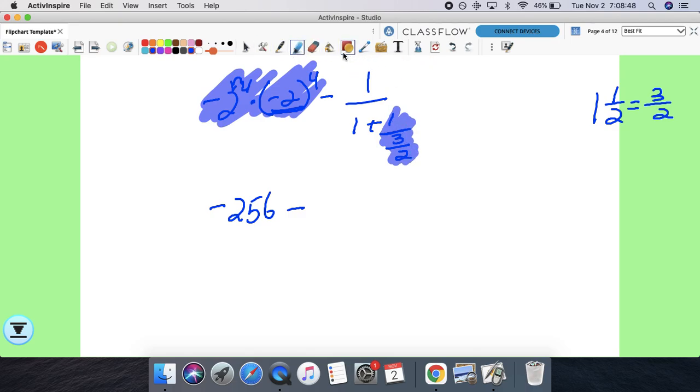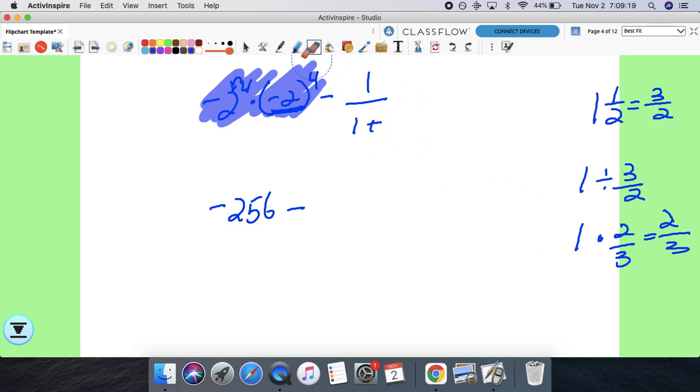Now if I want you to focus on this, that is 1 divided by 3.5. 1 divided by 3.5 looks like this, right? That's the same thing as 1 times the reciprocal, which is 2/3. And 1 times 2/3 is just 2/3. So all that I'm going to erase. That equals 2/3.